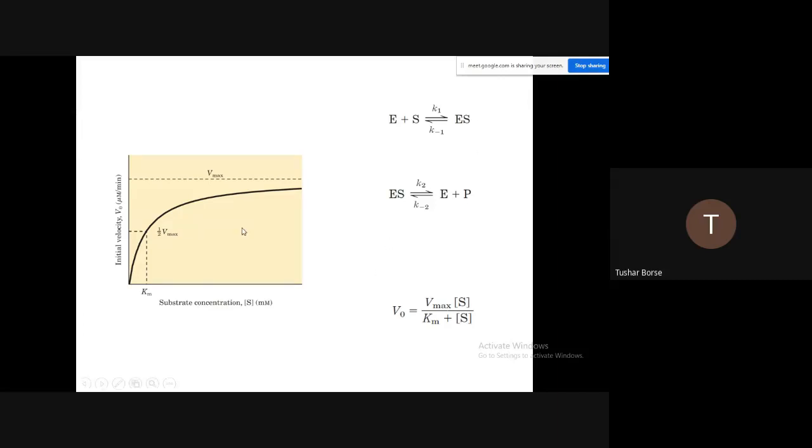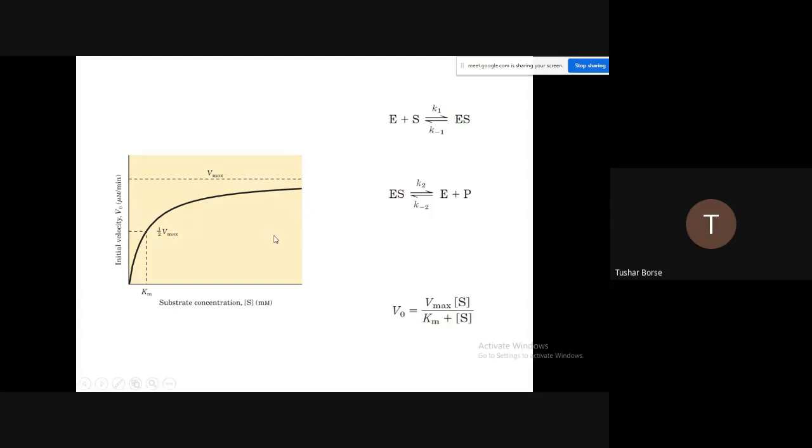I'll just explain this slide and then we'll stop. So this is the experiment, what he has done. On the x-axis, he has put the substrate concentration, while on the y-axis, you can see that he has calculated the velocity, that is the rate of the reaction. You can call it the rate of reaction or the velocity. And then he plotted the graph.